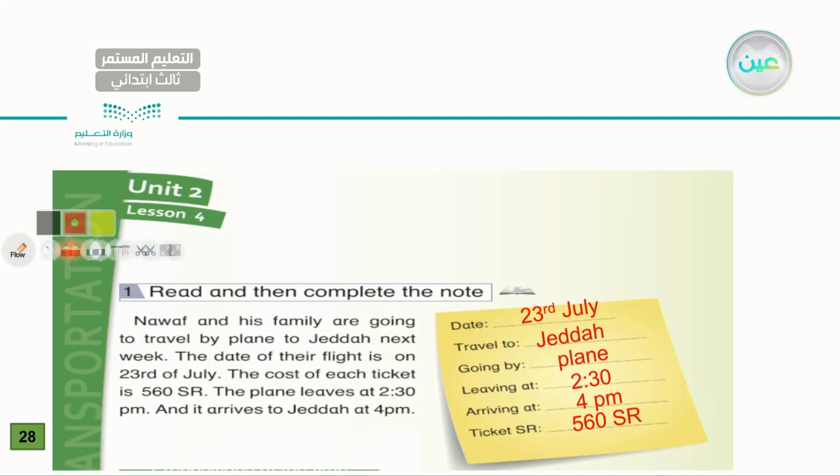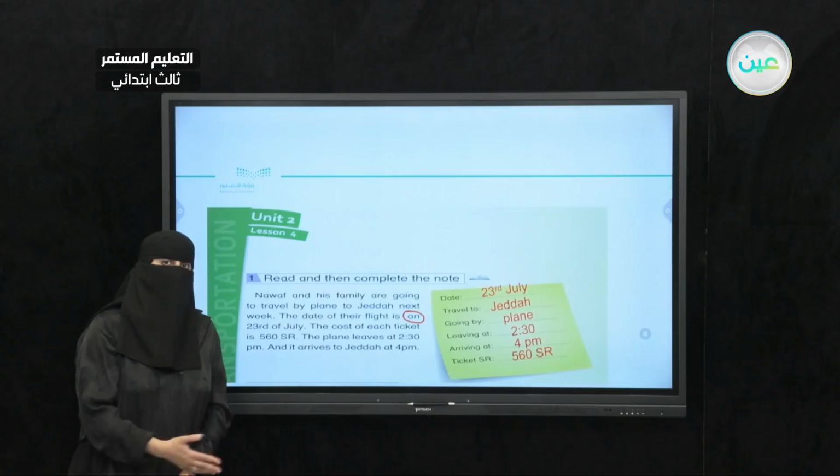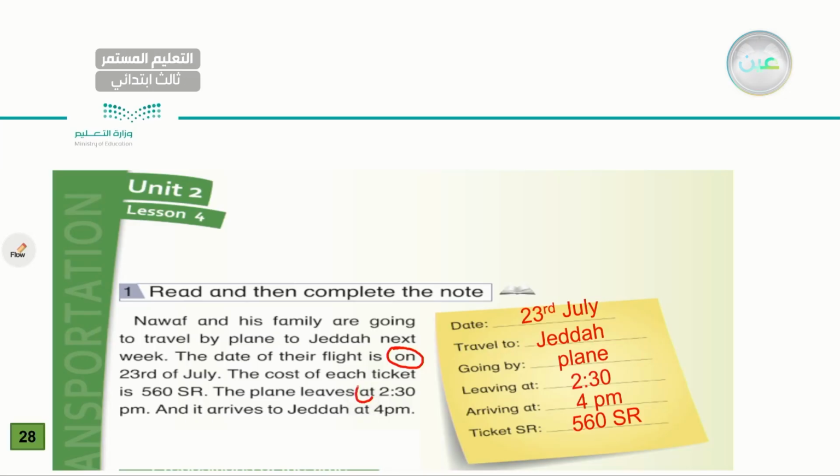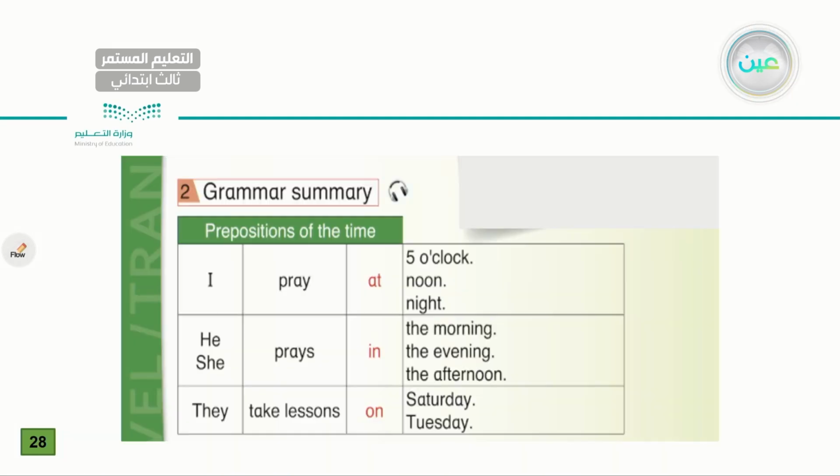time. Here I have 3. For example, I can say on 23rd of July, right? Again, I can find at 2:30 p.m. and I have another at 4 p.m. Very good. So I have on, at, and at. Okay? Let's go to the other one.